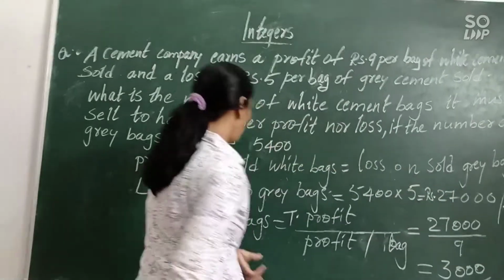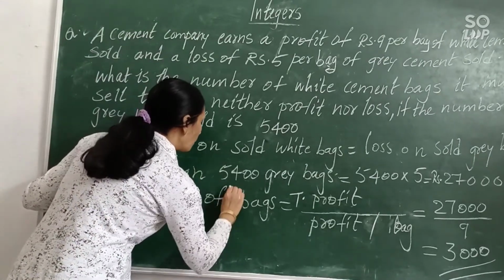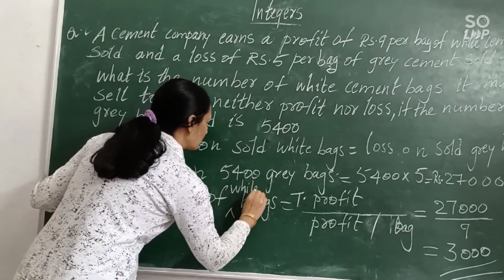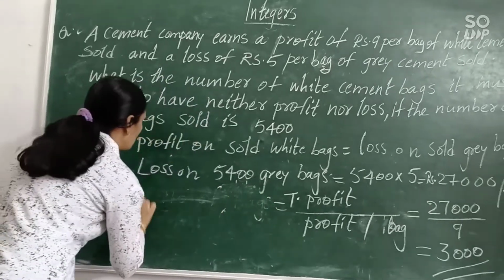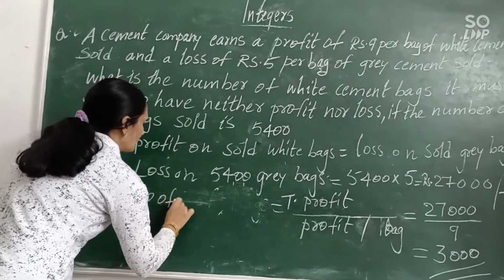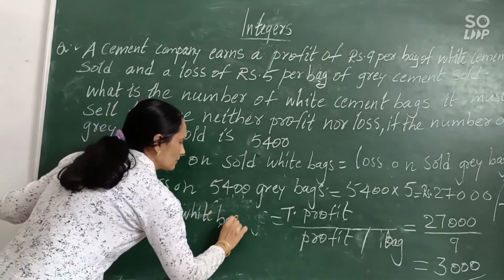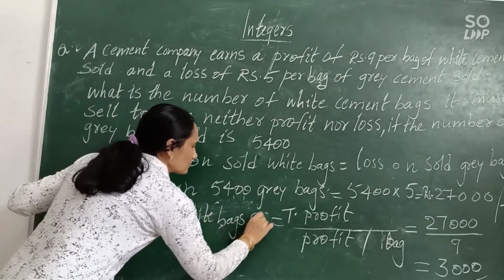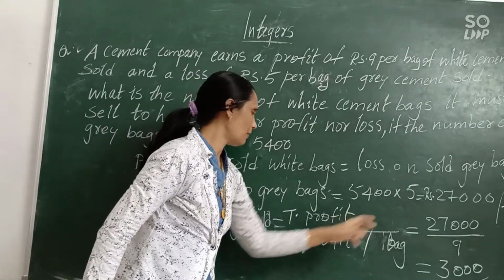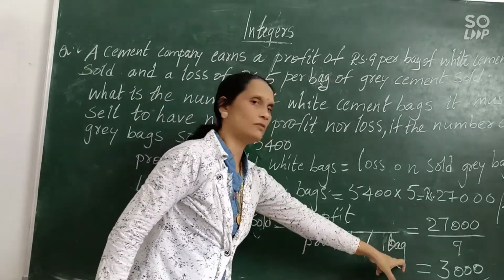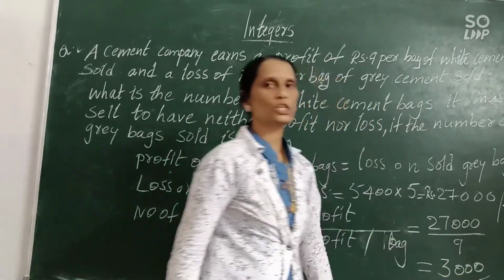Okay. So number of white bags sold is equal to total profit of the white bags by profit per one white bag, which is equal to 27,000 by 9, that is equal to 3,000.